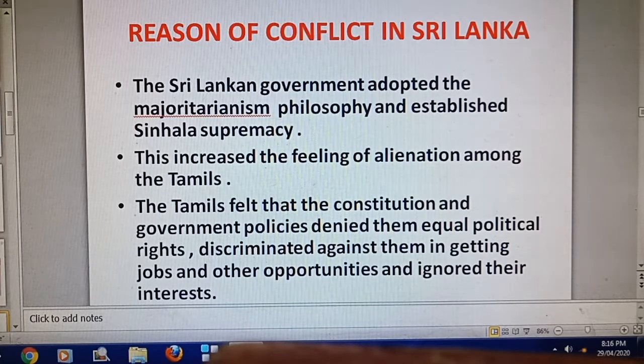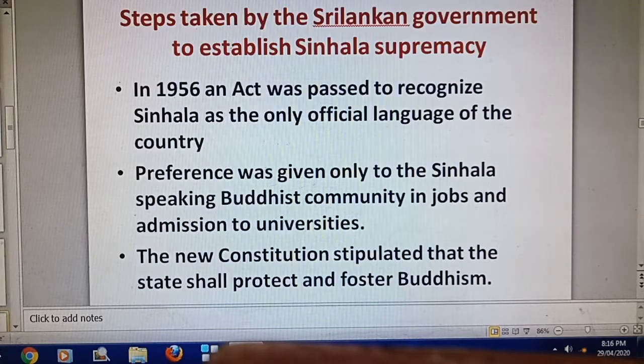Tamils को क्या लगा? Tamils को ये लगा कि constitution और government policy उनको हर प्रकार से discriminate कर रही है in the field of getting jobs, in the field of other interest. This was the reason for conflict in Sri Lanka. The government of Sri Lanka adopted the majoritarianism policy, and because of which the Tamils of Sri Lanka started feeling as if they are aliens.